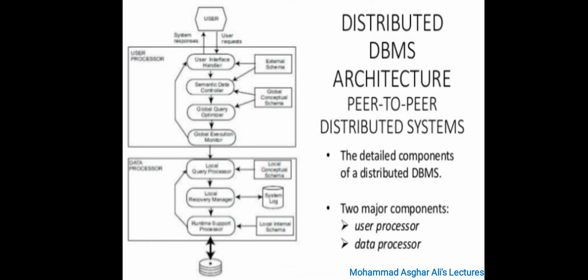Now, from this figure of the peer-to-peer distributed system, the detailed components of a distributed DBMS are given here. One component handles the interaction with the user and another deals with the storage. It is divided into two parts: one is the user processor, and the second is the data processor. The first major component, which we call the user processor, consists of 4 elements.